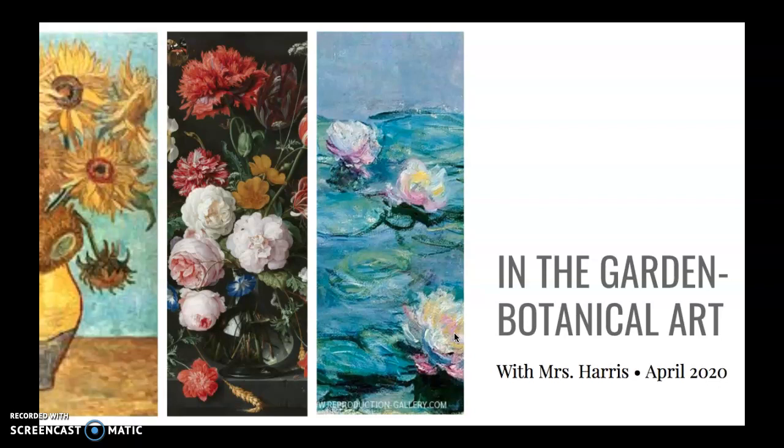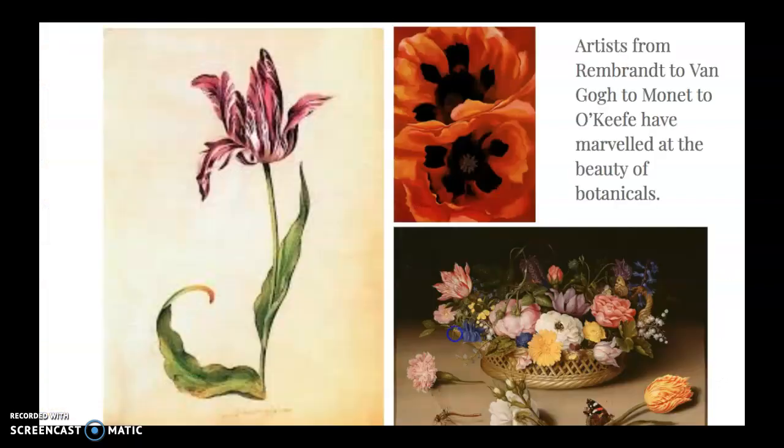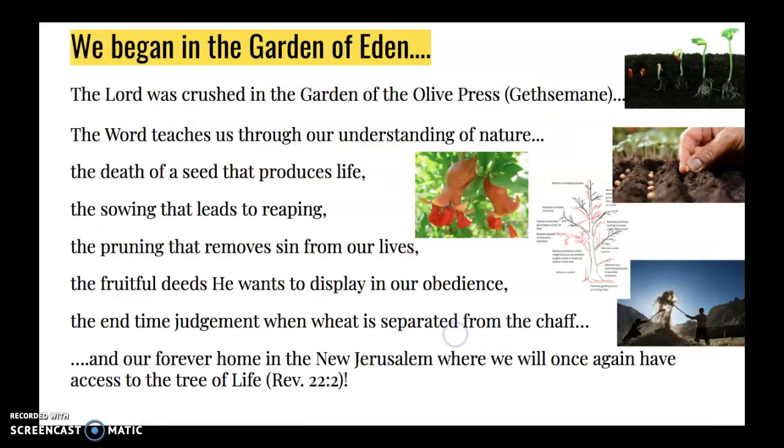This topic for today is called In the Garden, and we're going to be doing some botanical art with plants and organic materials. Now, all through history, artists have loved exploring and been amazed at the beauty of God's creation. So artists from Rembrandt to Van Gogh to Monet to O'Keeffe have all marveled at the beauty of these botanicals. And in fact, as Christians, this is really special to us because the scriptures teach us that we began in the Garden of Eden.